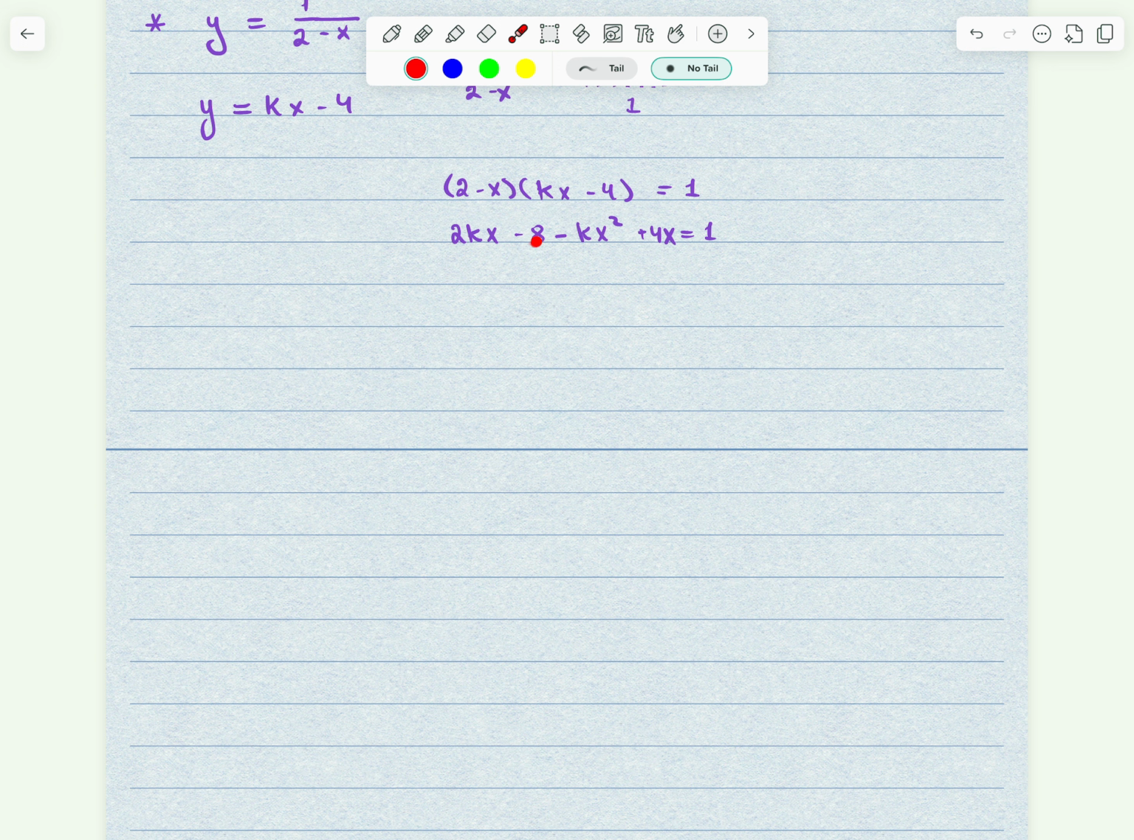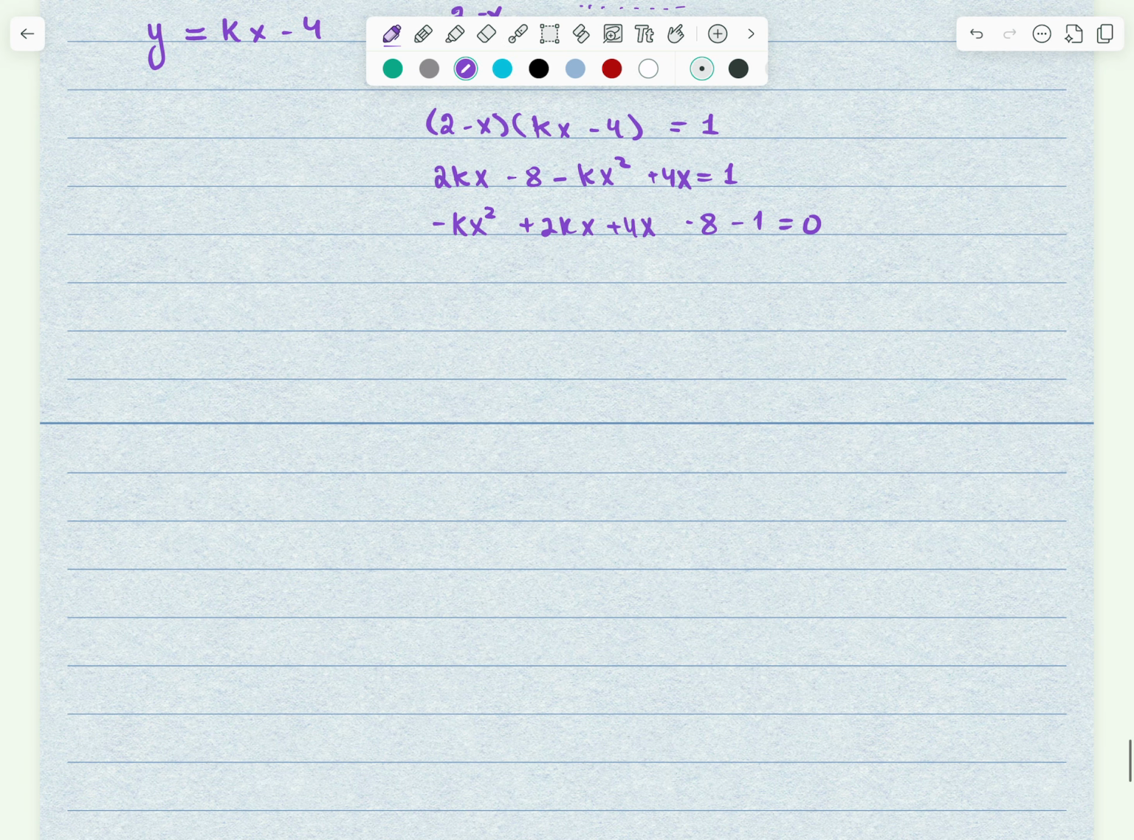I'm going to be double checking that. 2kx minus 8 minus kx squared plus 4x equals 0. Okay, so what do I do? I just put this x squared in front, as the leading term. And then I'm going to put the 2kx and the 4x together, and then there's a minus 8 and a minus 1 equals 0. What I did is just took this 1 to the other side.